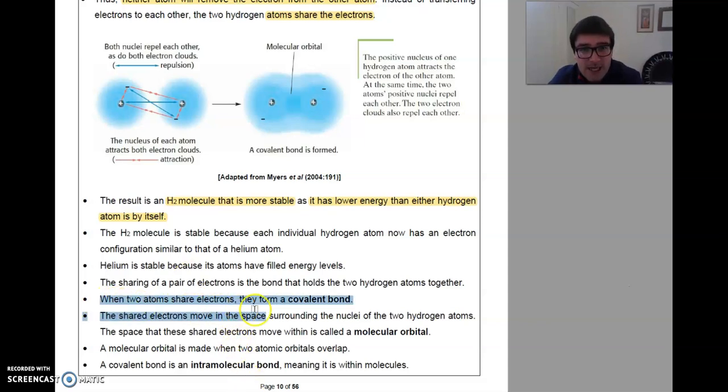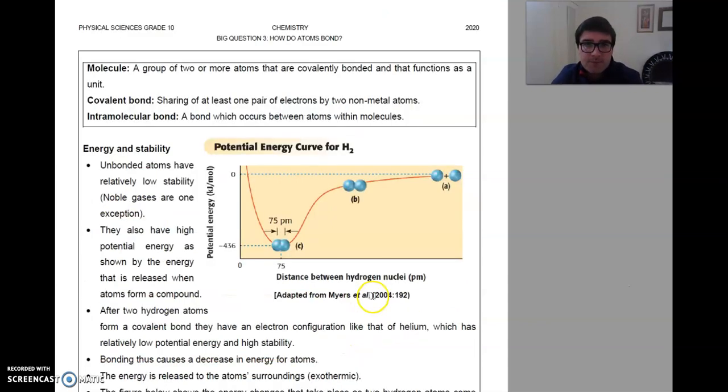Now, when 2 atoms share electrons, they form what we call a covalent bond. The space that these shared electrons move in, we call a molecular orbital. Okay, and a covalent bond, we say, is a type of intramolecular bond. Now, intra means within. So it's a bond that forms within a molecule, between 2 atoms within a molecule.